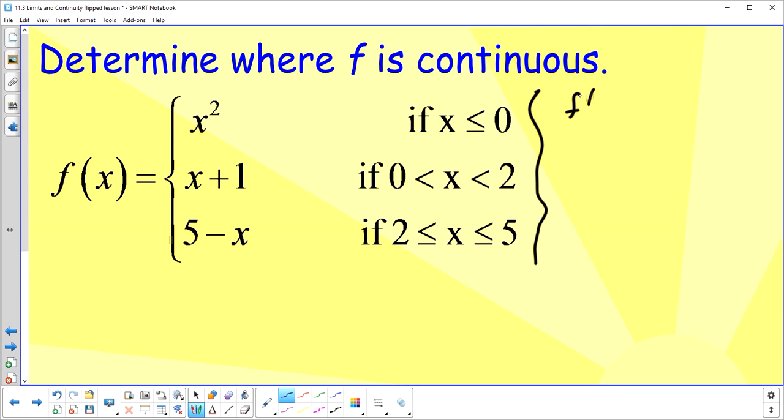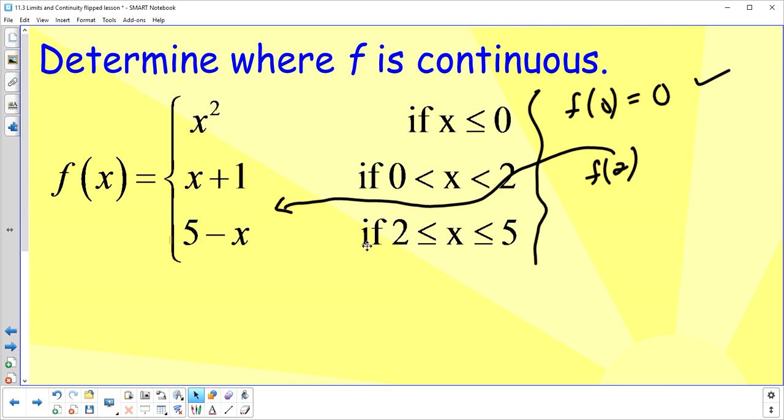to check first is, does f of 0 exist? So if I take f of 0, that's going to be in this interval, so I'm going to plug it in here, and I get 0. So we exist. Then I need to look at my next value, which is 2, but be careful, when I'm doing 2, I need to plug into this one, because that's where 2 exists. And so I'd have 5 minus 2, that equals 3, so that exists, we're good. And then f of 5, and 5 minus 5 is 0.